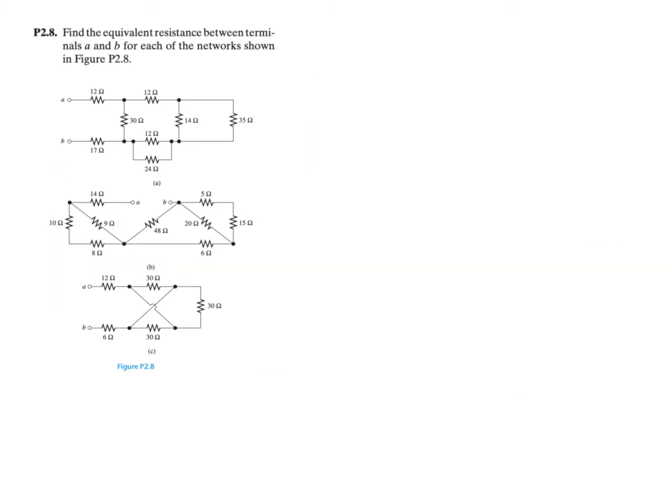Question C. For question C, we will continue to find the equivalent resistance between terminal A and B, but it may not be very intuitive where you should get started. For example, this is a 30 ohm resistor. If we want to try to see whether this 30 ohm resistor is connected in series with this 30 ohm resistor, you'll see here they share this node, but this node is connected to another wire, to another branch. So they are not connected in series.